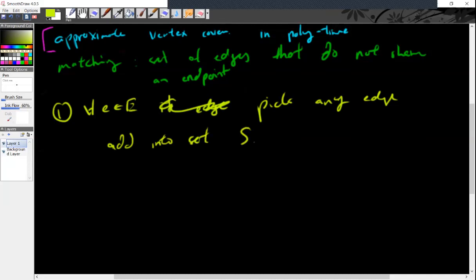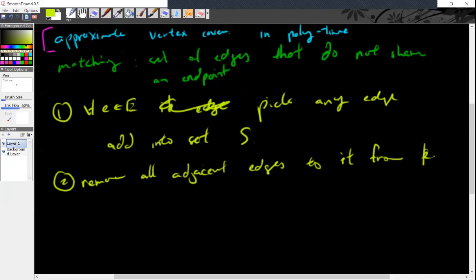Okay. Now what's going to happen is that after you do this, you need to remove all adjacent edges to it from E. You can use a hash table to do this, whatever. The point is get them removed somehow. When I say hash table remove it, I mean you just tell the hash table, hey, this edge is removed, so if you ever look at it again, don't, that sort of thing.